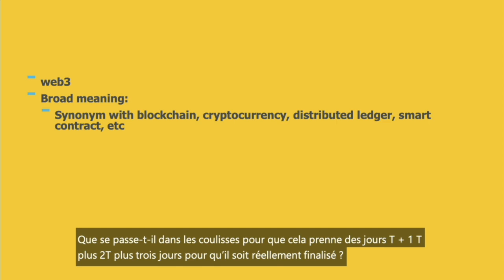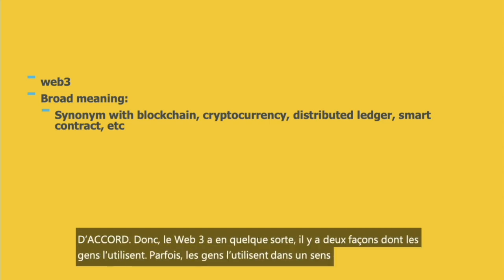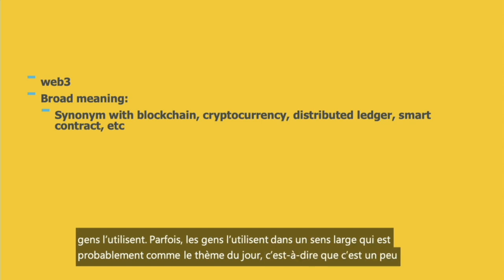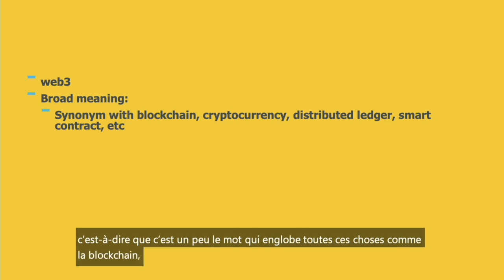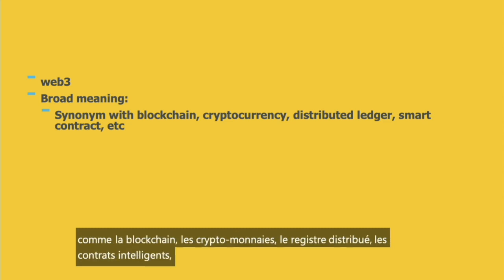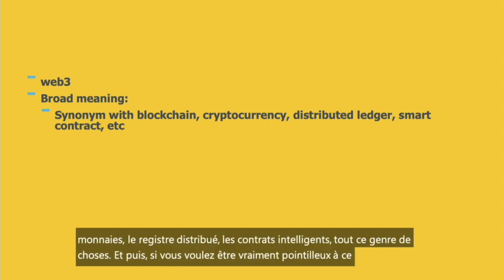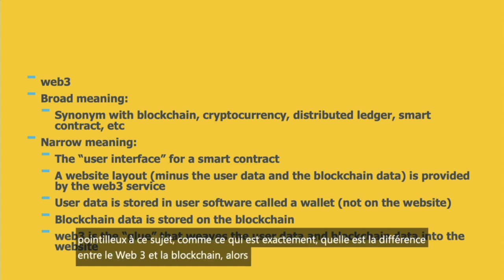Okay, so Web3, there's two ways that people use it. Sometimes people use it in a broad meaning. That's probably the theme of the day, which is that it's the word that encapsulates all this stuff like blockchain, cryptocurrencies, distributed ledgers, smart contracts, all of that kind of stuff. And then if you want to get really picky about it, like what exactly is the difference between Web3 and blockchain, then you can think about the narrow meaning of the term.